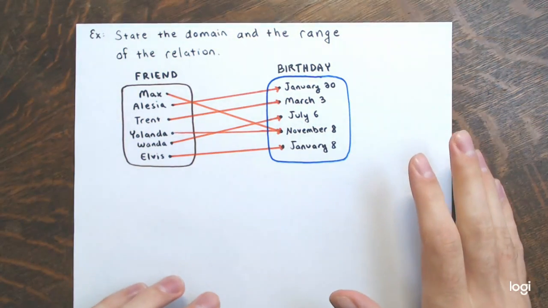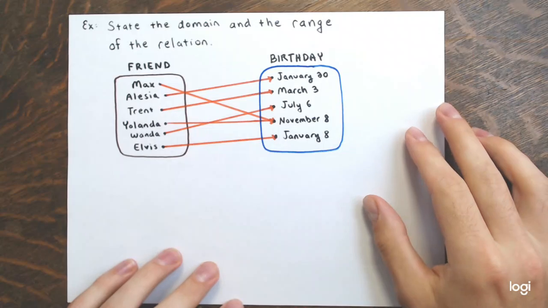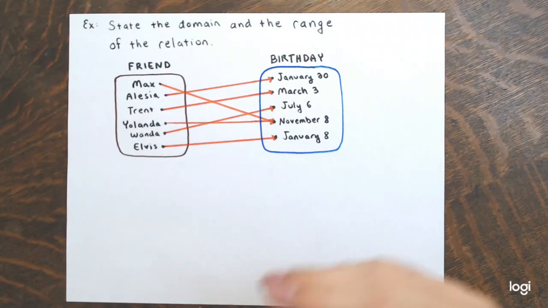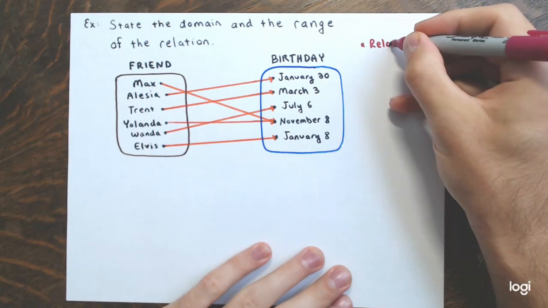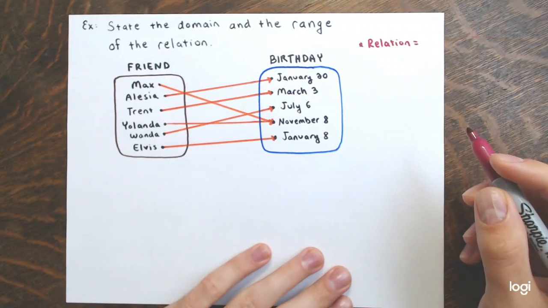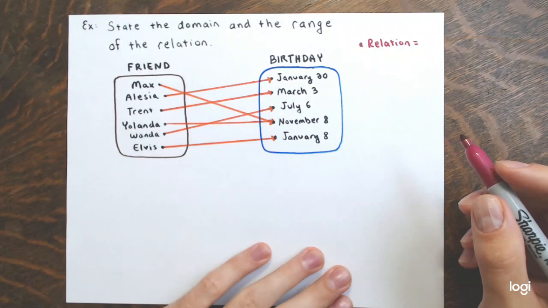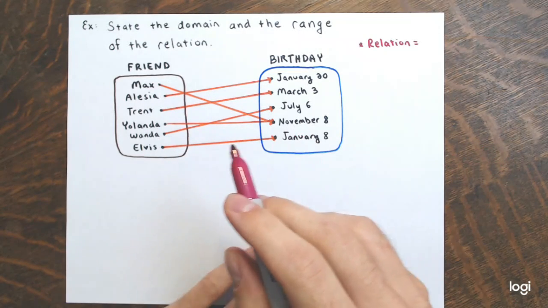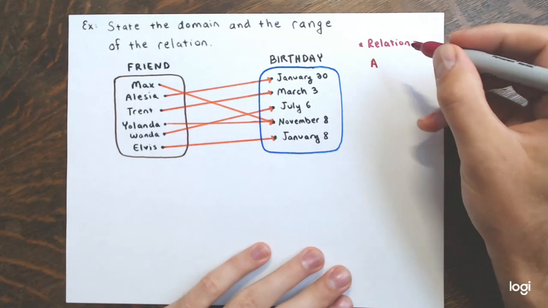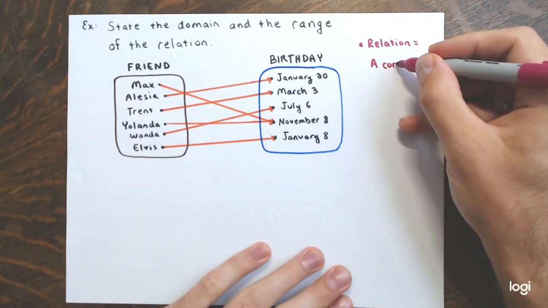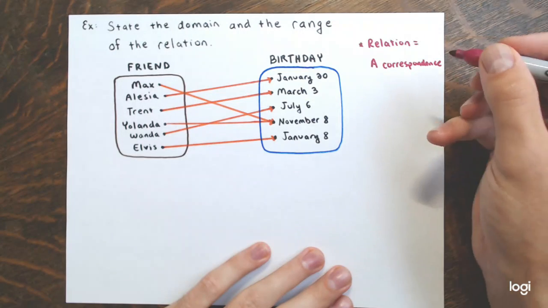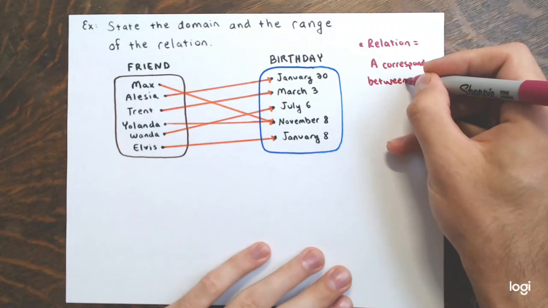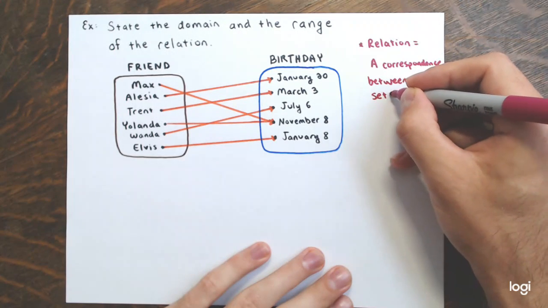So the first one, I've put up a video prior to this on understanding relations, and just recall from that, if you've watched it, a relation, and I'll write it off to the side here again, is just a correspondence between two sets of elements, two sets of things. They don't necessarily need to be numbers, as you can see in my picture here, but it's simply a correspondence between two sets.